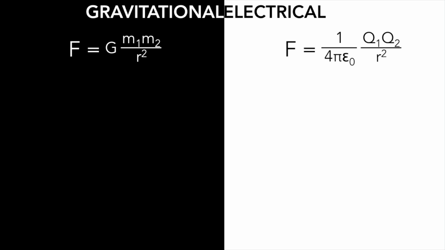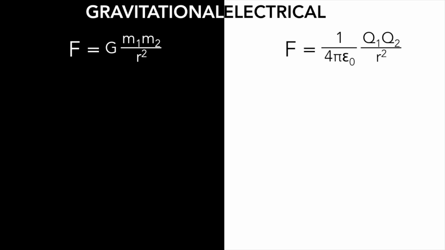Beginning with the similarities. There is charge instead of mass and different constants, but you can see the similarity in all these equations. You're just swapping M's for Q's, really, and G for the 1 over 4 pi epsilon 0. Other than that, it's pretty similar.